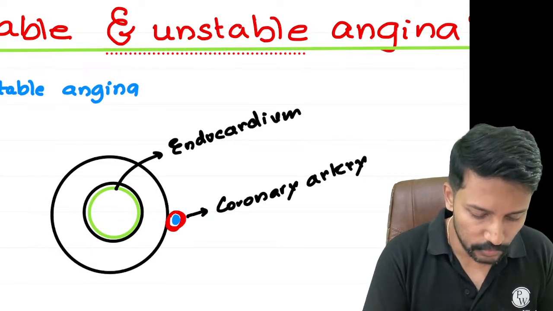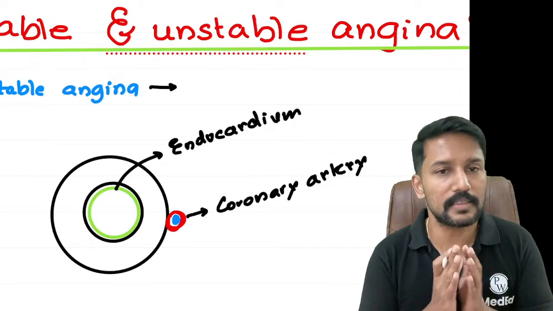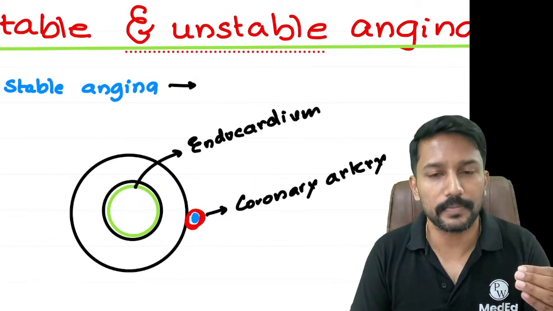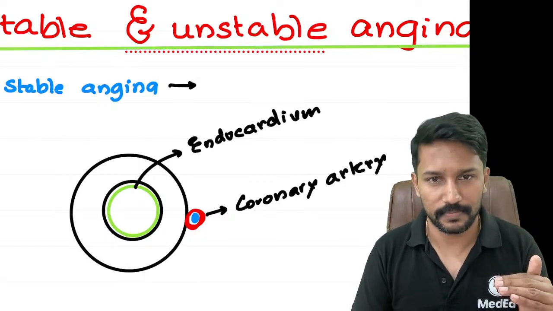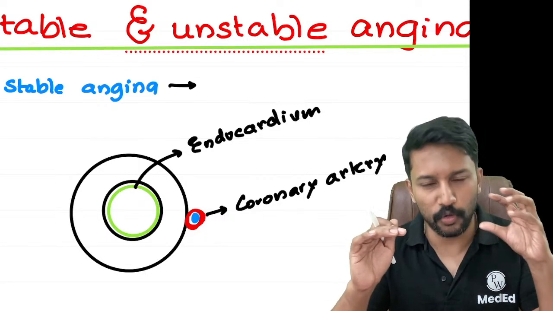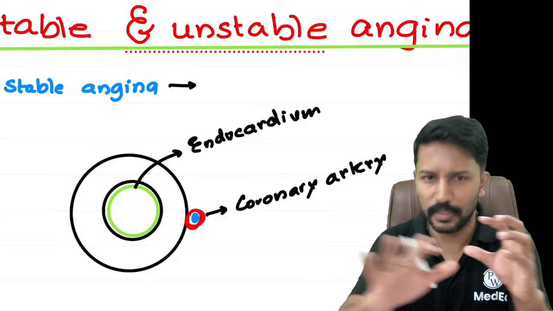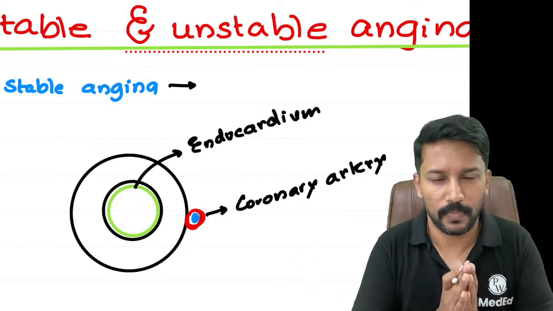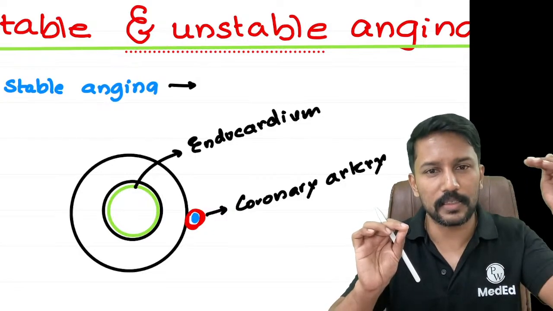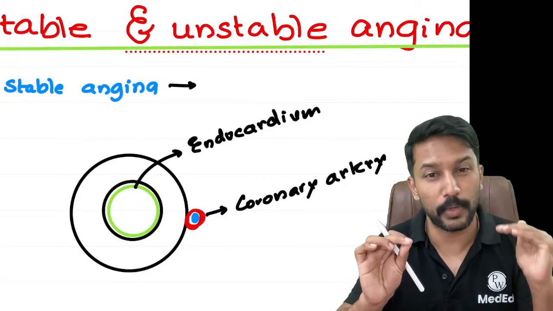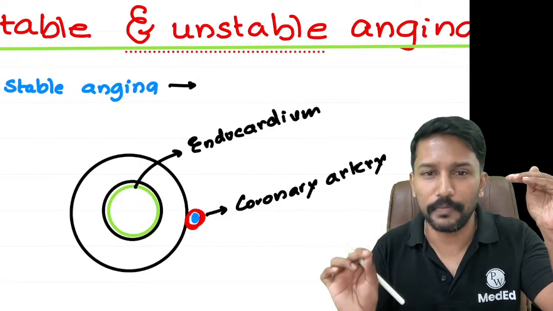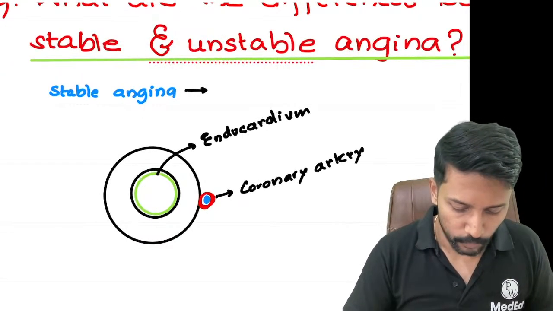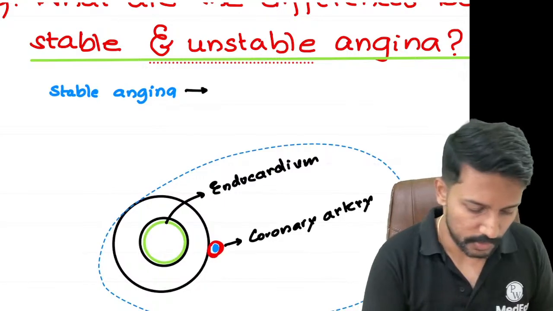Now what are the characteristics of stable angina? In a patient with stable angina, the myocardial oxygen demand is met during rest, right? However much blood supply your myocardium needs, as long as you are resting or doing basic physical activities, it is met. But once you do physical exertion or go through a stressful phase, myocardial oxygen demand increases. That will not be met by the blocked coronary, and you will experience ischemia.